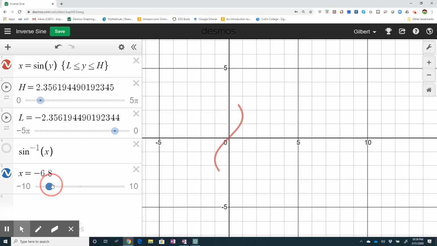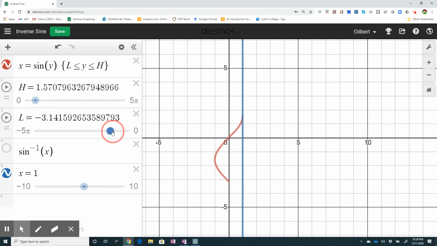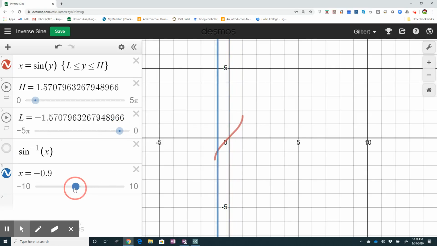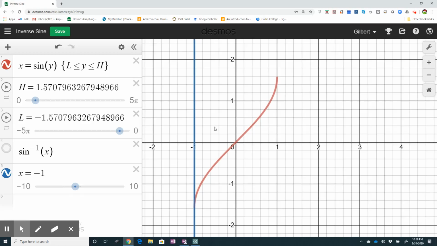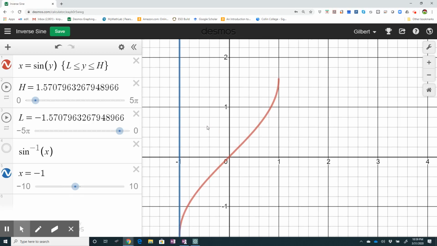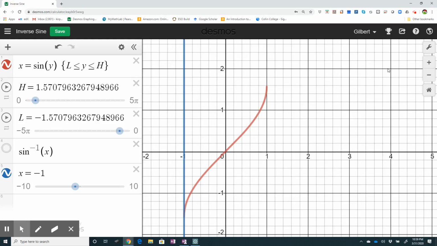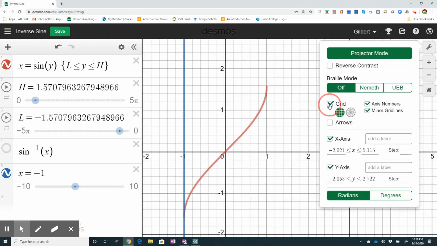Notice here it still fails. It fails. It fails. So I need to cut off a little bit less. There we go. And there we have something that works. This portion of the inverse of sine, basically if we flip the x and y values, does pass the test.